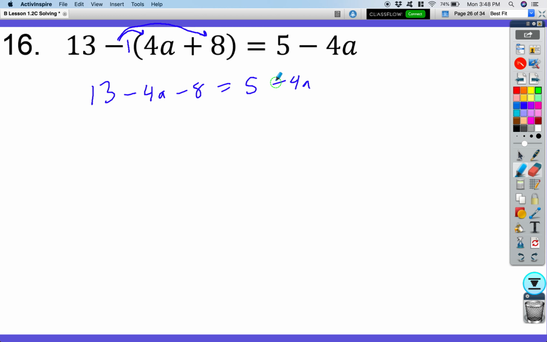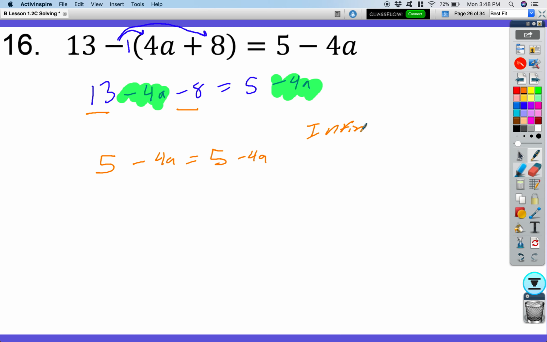Really quickly, I want you to notice -4a, -4a. That's great. I will either have a no solution or an infinitely many solution. So to determine that, let's first look on the left side and combine like terms. 13 minus 8 is 5 minus 4a is equal to 5 minus 4a. Hopefully you guys notice that the equations are exactly the same. Whenever the equations are exactly the same, it is infinitely many solutions.